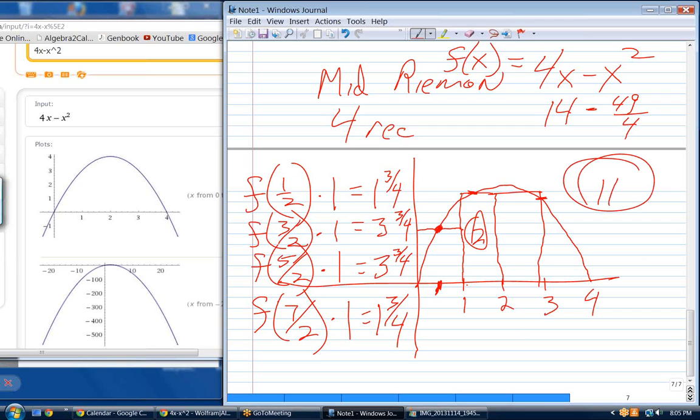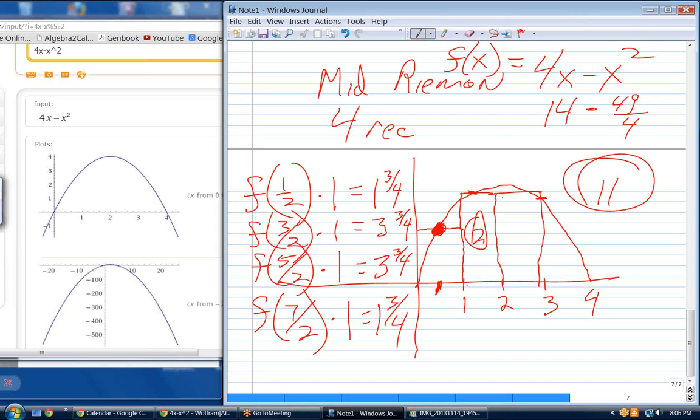And that's the way you do Riemann sums. This notion of figuring out the height is a huge notion in calculus. To be able to say that that height is f of x is the key. It's just what is x? Well, x is halfway between 0 and 1, so it's f of 1/2 is the height.